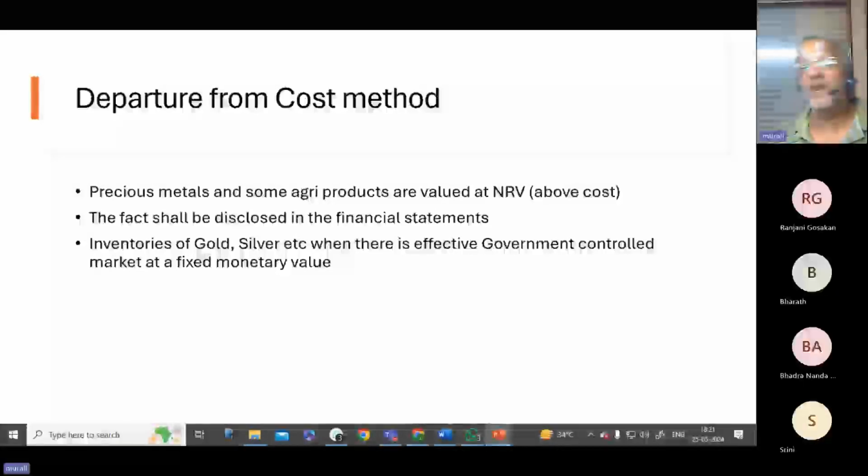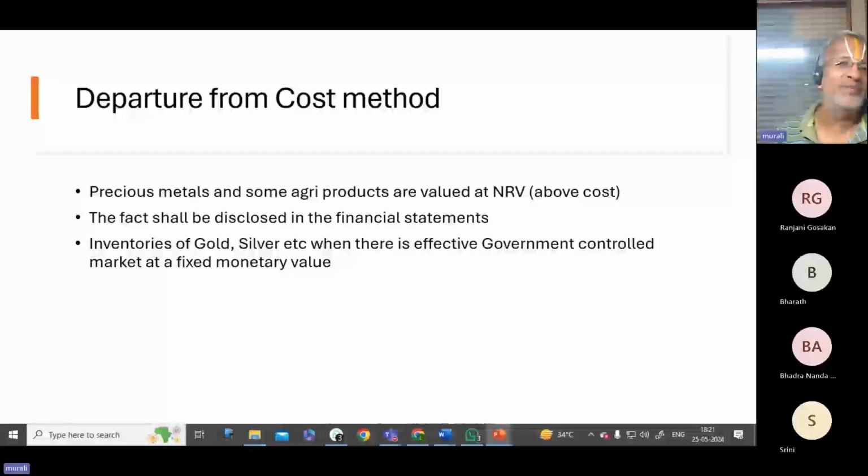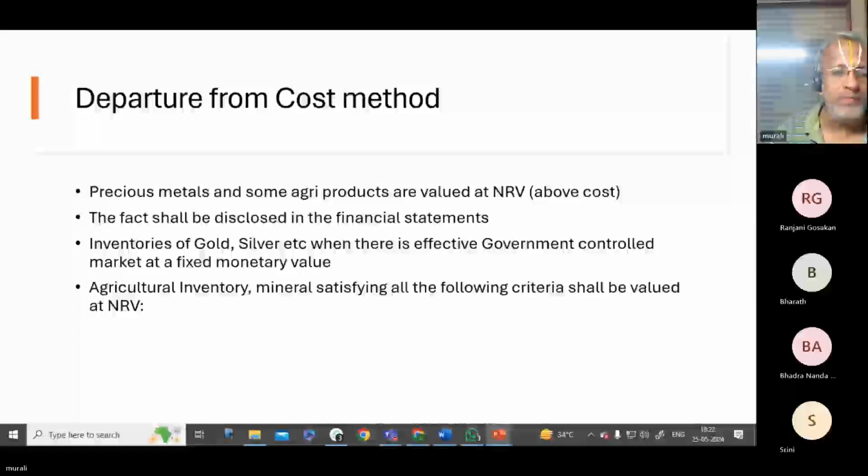There you can have it at NRV. So therefore, you are very much guaranteed, and there is no scope for any risk associated with that. And therefore, you keep it only at NRV, both opening inventory as well as closing inventory. The only item that you would be taking up in your computation is purchases, the inventory that you are booking at the actual price. So agricultural inventory and minerals satisfying all the following criteria shall be valued at NRV.